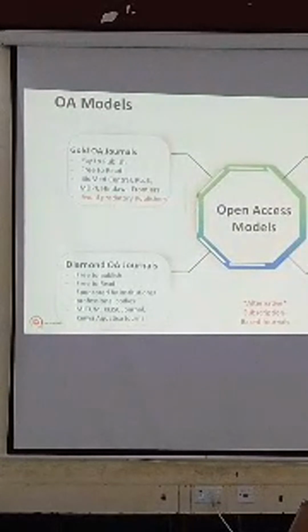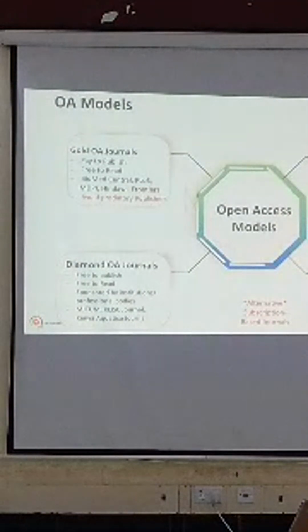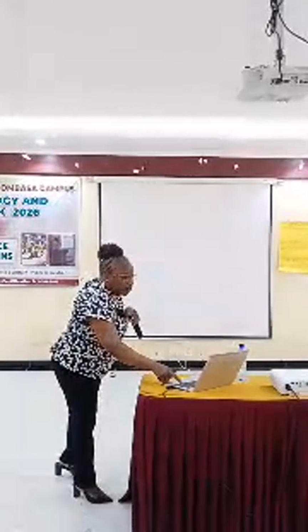These diamond open access journals, they are also open access. But these are journals that we say are sponsored by institutions. And this is where now the open access movement is trying to put more emphasis, on the diamond. Because these are journals, they are still within the open access space, but they are free to publish. They are not charging anybody to publish. And they are also free to read because it is open access. So reading is also free.